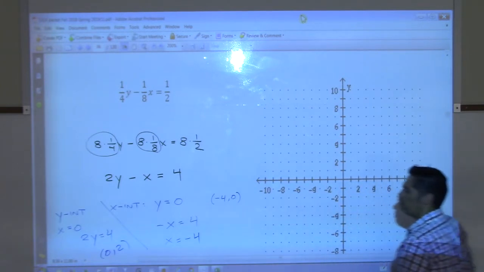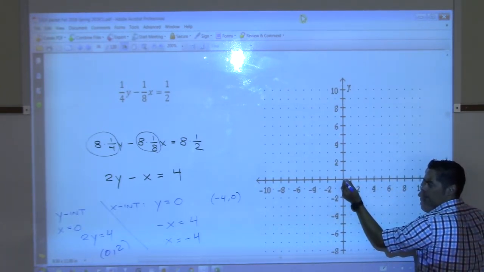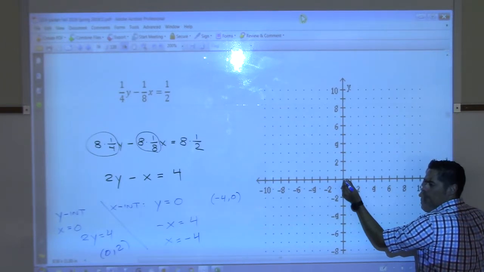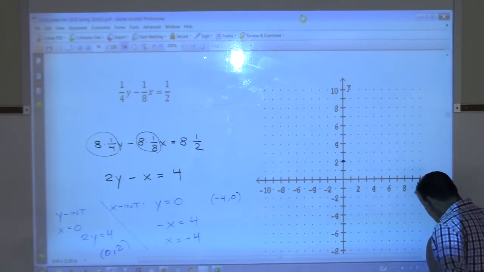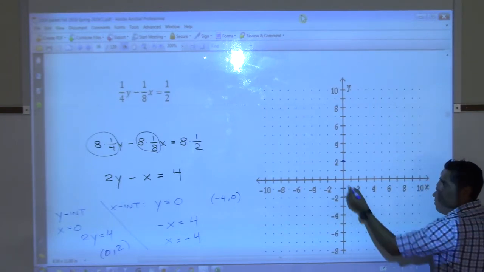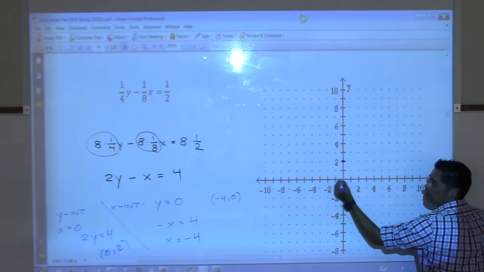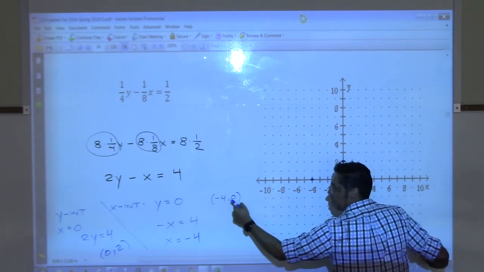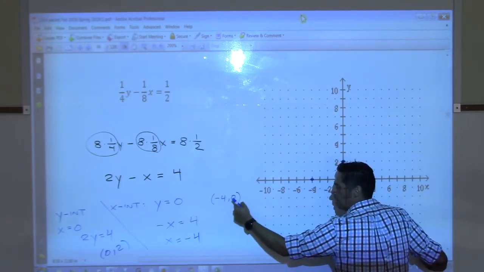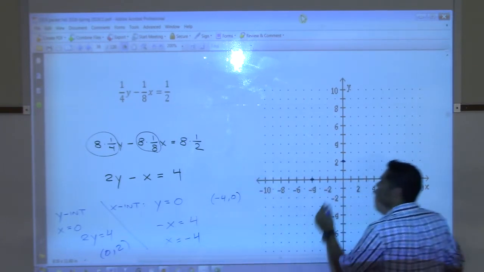So when we put these two points, Paris, where do I put the point 0, 2? I'm going to start here. Where do I go? Up 2. Okay, and then for the x-intercept, Brianna did that, right? Which way do I go here? Left 4? Everyone agree? Yes. That's negative 4, 0. So the x is negative 4, you don't go up or down. For the other one, you don't go left or right. You go up 2. And then you draw a straight line.